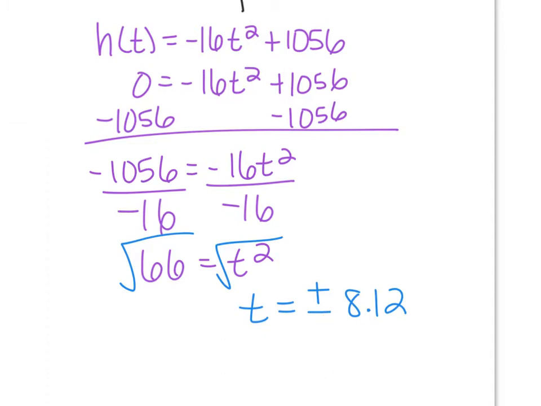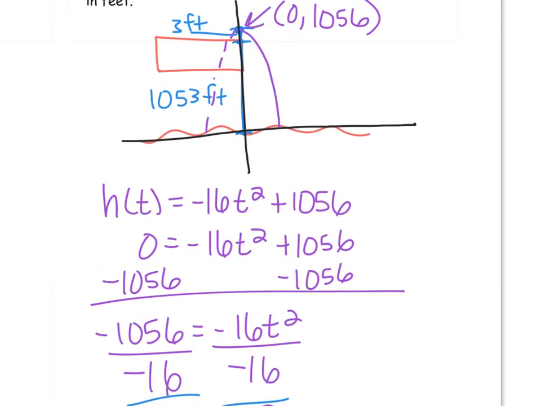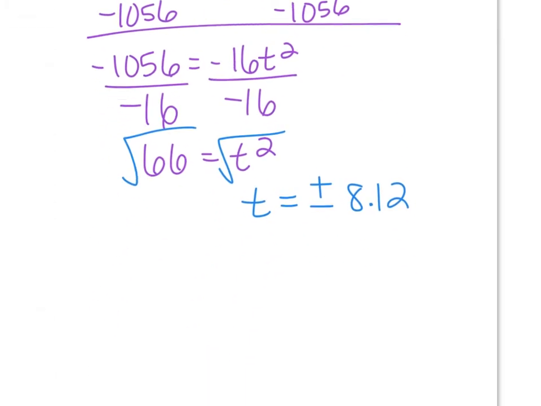But since we're in the real world, we know that the positive one is the only one that makes sense, so we're going to just take the positive one. Now that negative one is actually this point right here, where it hits the x-axis in negative time as well. But again, that doesn't make sense. So our answer is t equals 8.12. So it takes the marble about 8 seconds to hit the water.